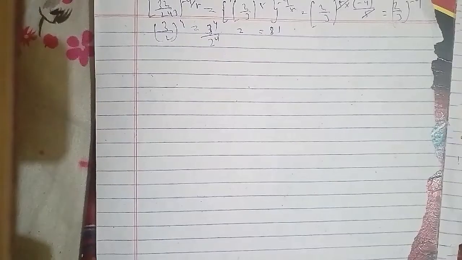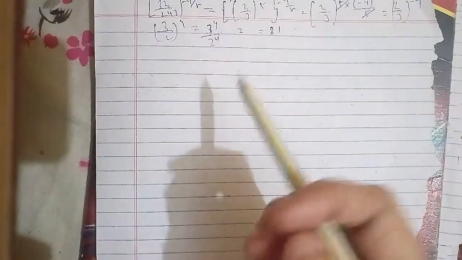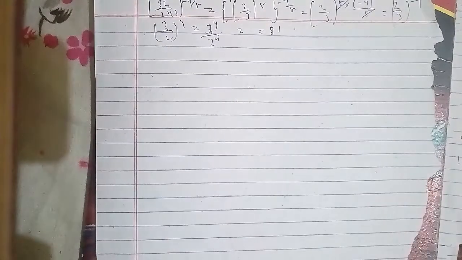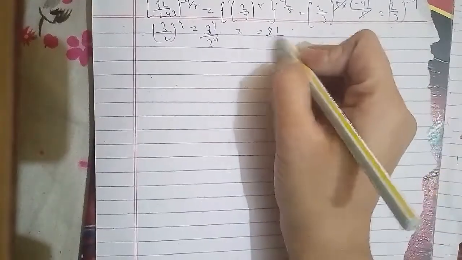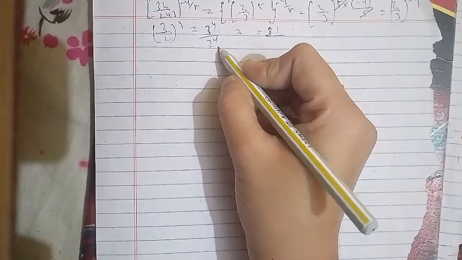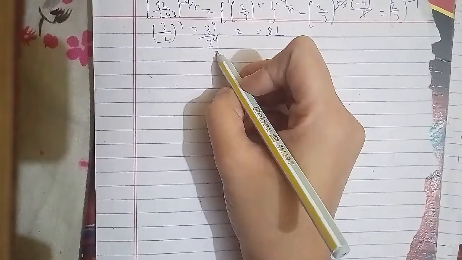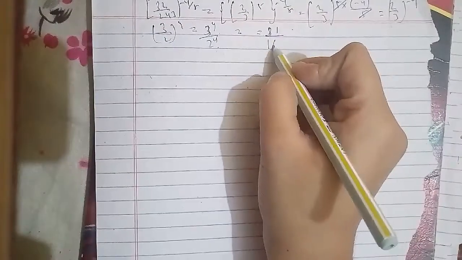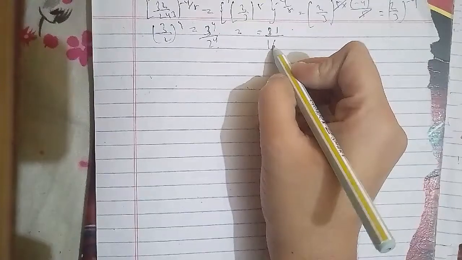On the same case, as we go ahead further, 3 3s are 9, 9 3s are 27, 27 3s are 81, upon 2 power 4. So 2 2s are 4, 4 2s are 8, 8 2s are 16, so we'll get here 2 power 4 is equal to 16. So the answer is 81 by 16.